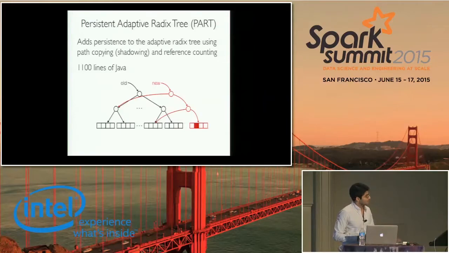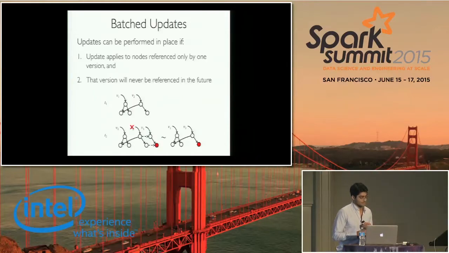So we wrote this in Java, 1100 lines of Java, and in addition to this path copying trick, each tree node maintains its reference count so that old versions can be removed even while new versions reference part of their data. And I'll show more details on that. So here's why we have a reference count: to enable an optimization where updates can sometimes be performed in place.